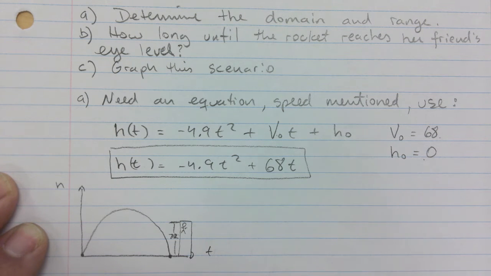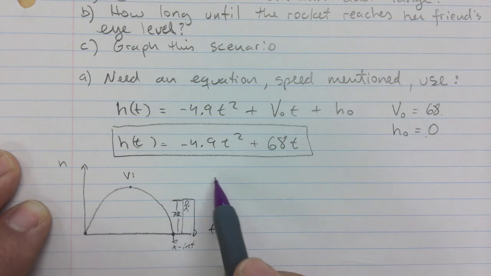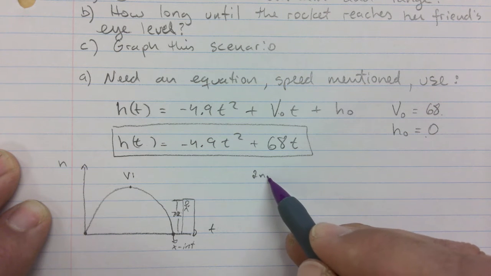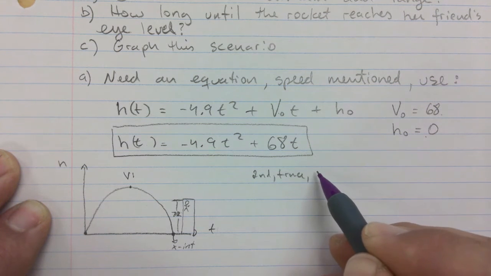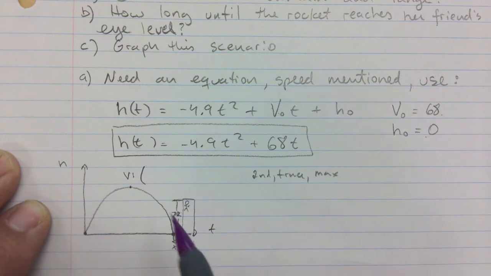So to find the domain and range, for domain, it doesn't say that it's stopped mid-air, so we're assuming we need this, and we need the vertex. Let's go ahead and find those two. To find the vertex, it's just second trace max. I'm going to put the keystrokes down, and I'm going to come up with the actual points. So let's go ahead and type this into our calculator.